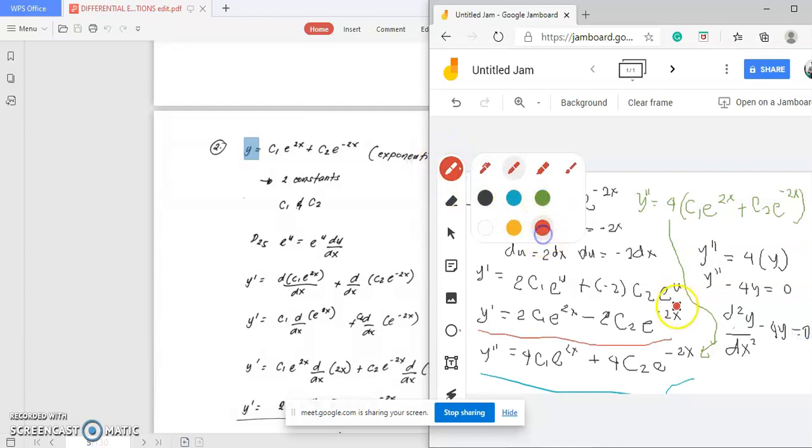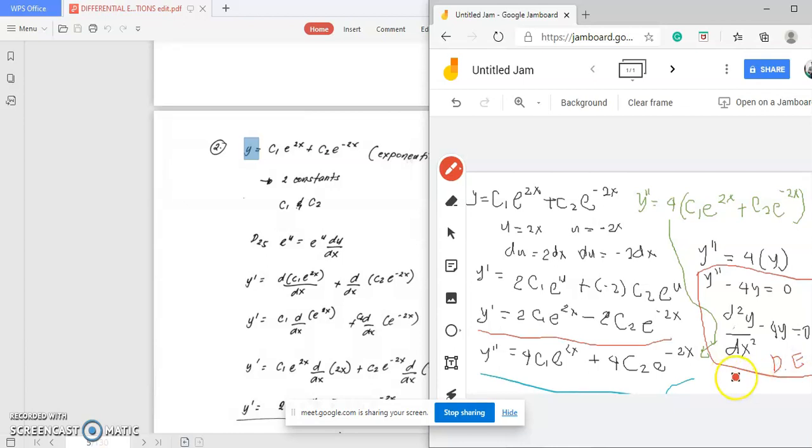So then your answer will be this one. If you could see here, we don't have an arbitrary constant anymore. So therefore, this is in the form of your differential equation. That is already in differential equation form. So from the given general solution, we convert this in order to know what that differential equation is.